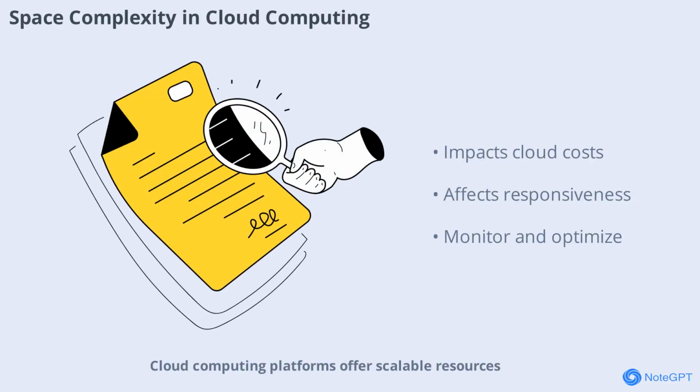Cloud computing platforms offer scalable resources, but memory usage still impacts cost and performance. Efficient algorithms help reduce cloud expenses and improve application responsiveness. Monitoring and optimizing space complexity is essential for cloud-based solutions.